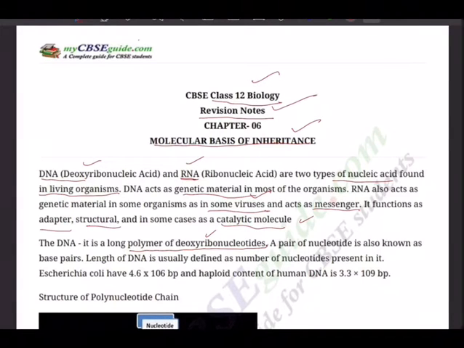A pair of nucleotides is also known as a base pair. So the length of DNA is usually defined as the number of nucleotides present in it. E. coli, Escherichia coli, has 4.6 into 10^6 base pairs. BP means base pairs. And the haploid content of human DNA, remember haploid, not diploid, is 3.3 into 10^9 base pairs.